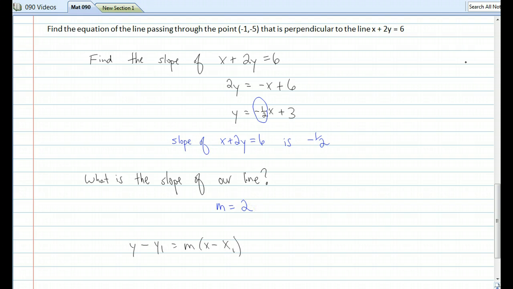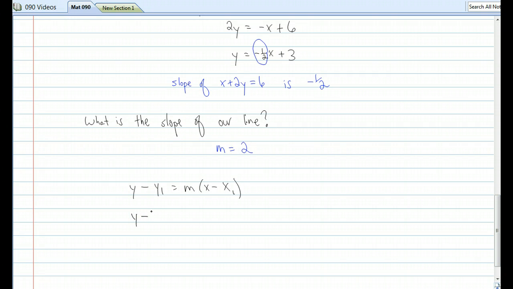Now that we have our slope of 2, and we were originally given a point, negative 1, negative 5, we can use those 2 pieces of information in our point slope form to find the equation of a line. Now I know that was a lot of steps, but this is a video, so feel free to go back and watch it as many times as you need to understand what just happened there. I'm going to go forward and plug in our slope and our point into the point slope form.